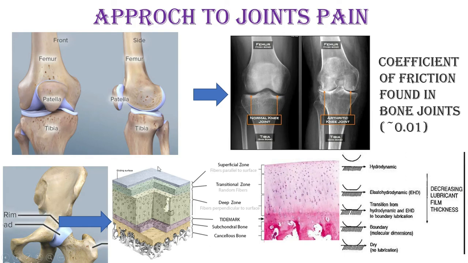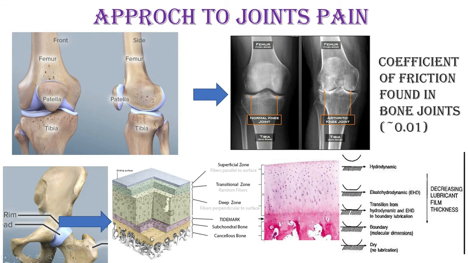Now, the articular cartilage, or hyaline cartilage, if we take a cross section, we can see that there are zones: the superficial zone, the transitional zone, then the deep zone. After this deep zone there is the tide mark, a thick subchondral type of bone. Then just below there is a thick subchondral bone. Then the cancellous bone starts.